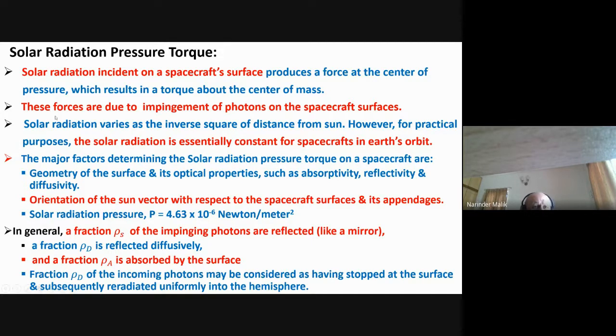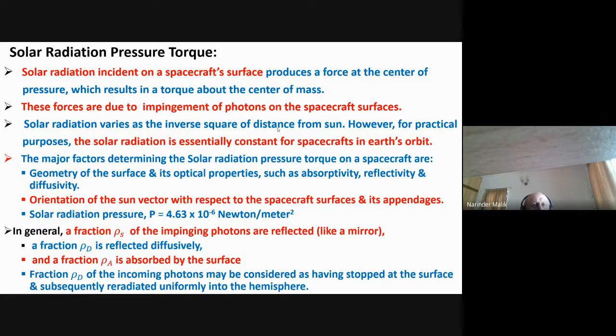Solar radiation varies as the inverse square of distance from the sun, that is 1 upon r square. From sun to earth, the distance is so large that the orbital height will not really matter, whether it is 600 kilometers or 36,000 kilometers. So for all practical purposes, we can assume the solar radiation force is constant for an Earth orbiting satellite.